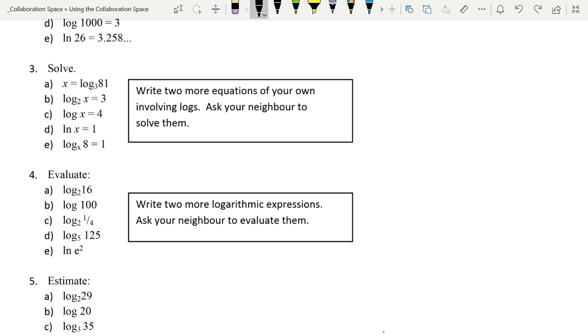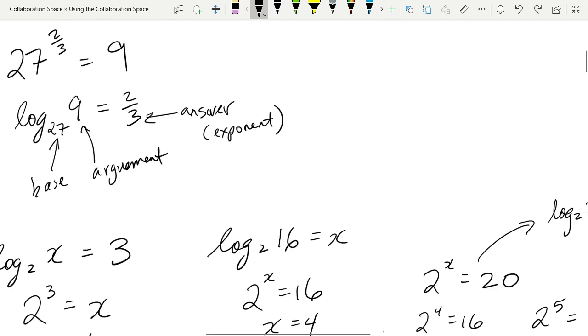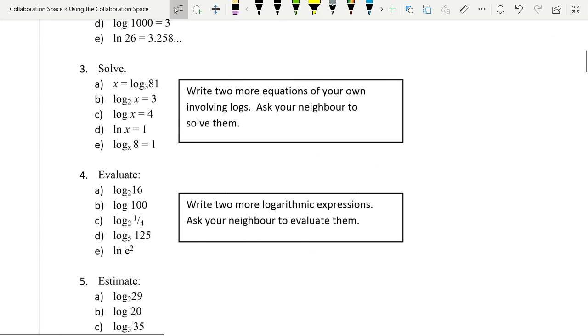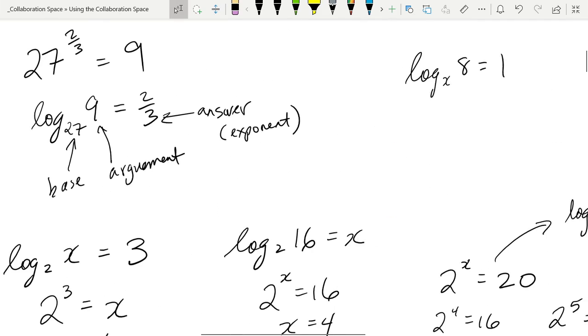Let's do 3e. 3e is cool. Log to the base x of 8 equals 1. How much is x? You can probably guess this already. All right, so let's see. Let's go back. Did I copy that right? Yep, log to the base x of 8 is equal to 1.